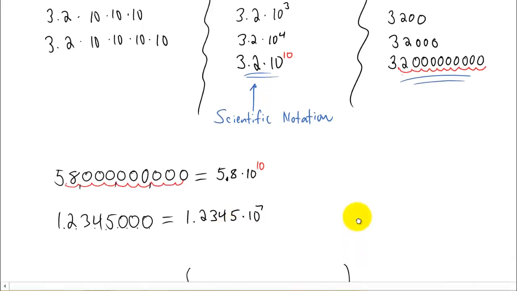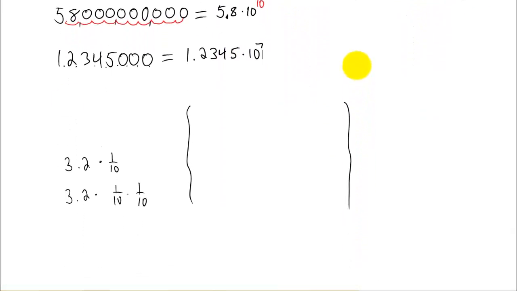Okay, let's move on and let's talk about really small numbers now. Let's again start with the number 3.2, just a random number. Instead of multiplying it by 10, I want to divide it by 10, or you can say multiply by 1/10. If you divide something by 10, basically all you do is you move the decimal place in the other direction.